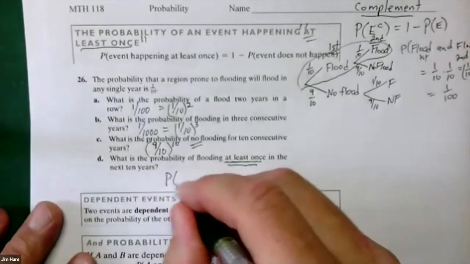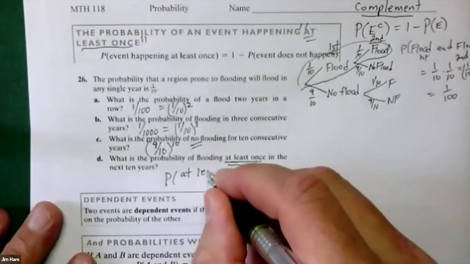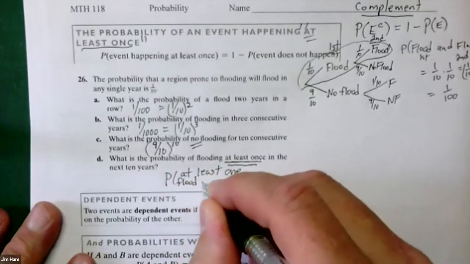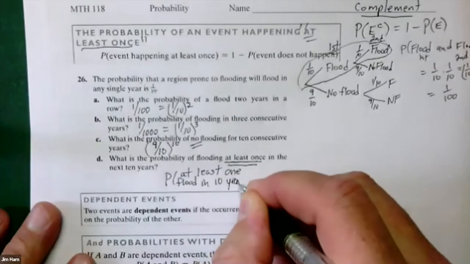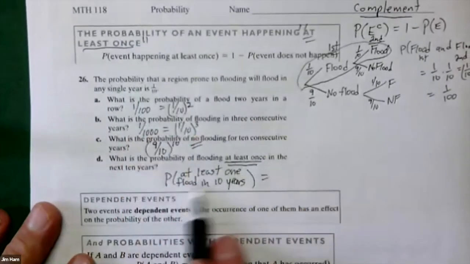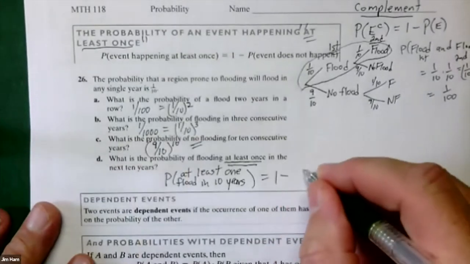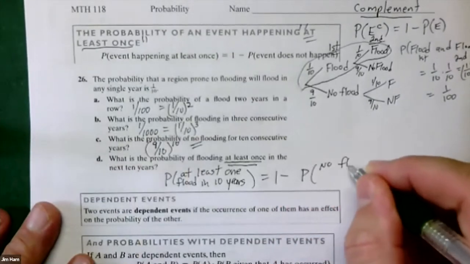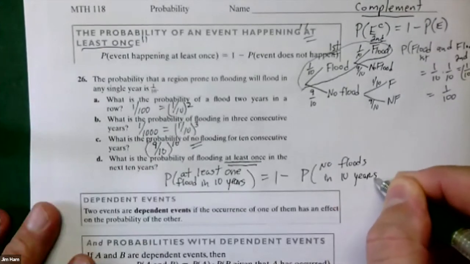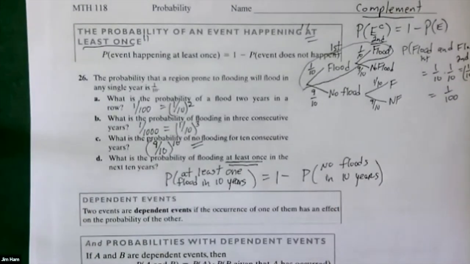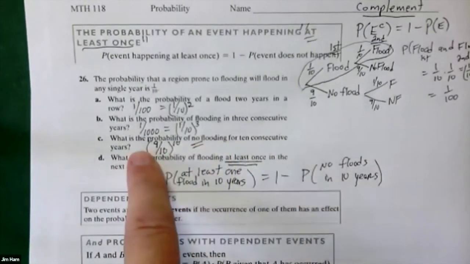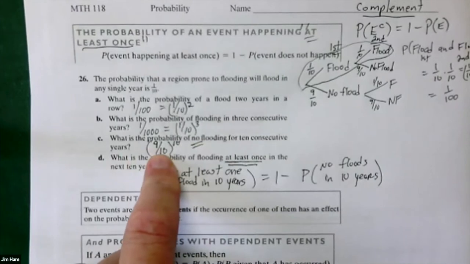Okay. Now the next one is, what is the probability of flooding at least once? So the probability of at least one flood in 10 years equals 1 minus the probability of no floods in 10 years. And the probability of no floods for 10 years is what we calculated in part C.